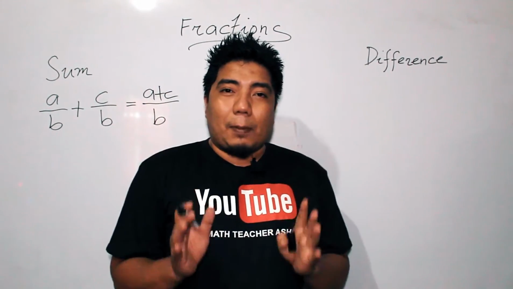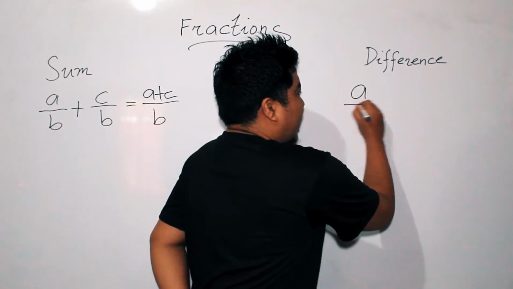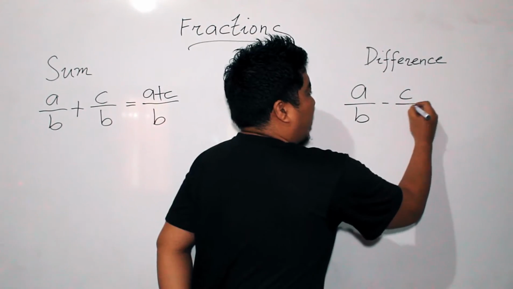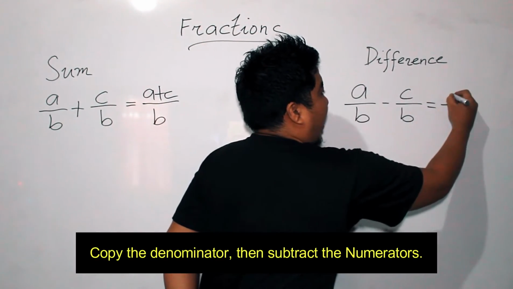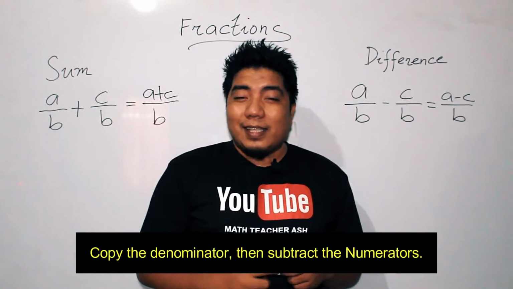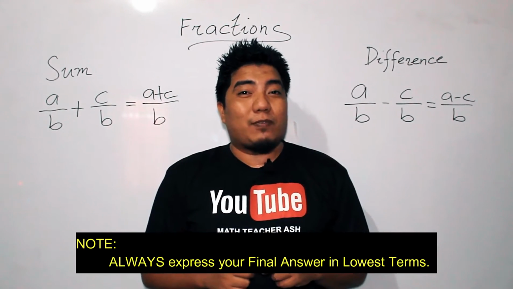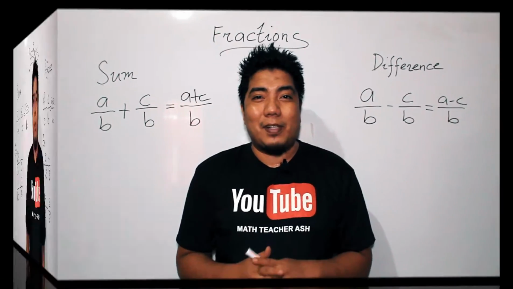The same rule is applied in subtracting fractions. If you have a similar fraction like a over b minus c over b, then what you will do is you just copy the b and then subtract the numerators. Remember that in getting your final answer, your answer should always be in its lowest form or lowest term. So, let's consider some examples.